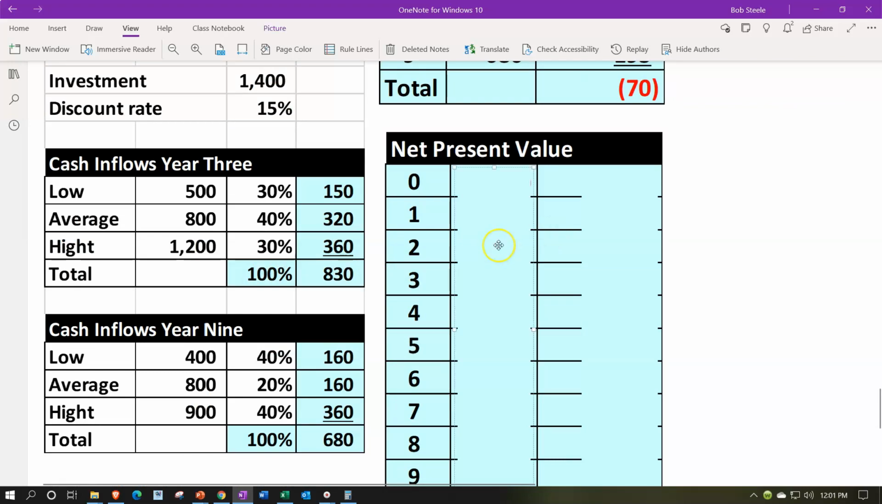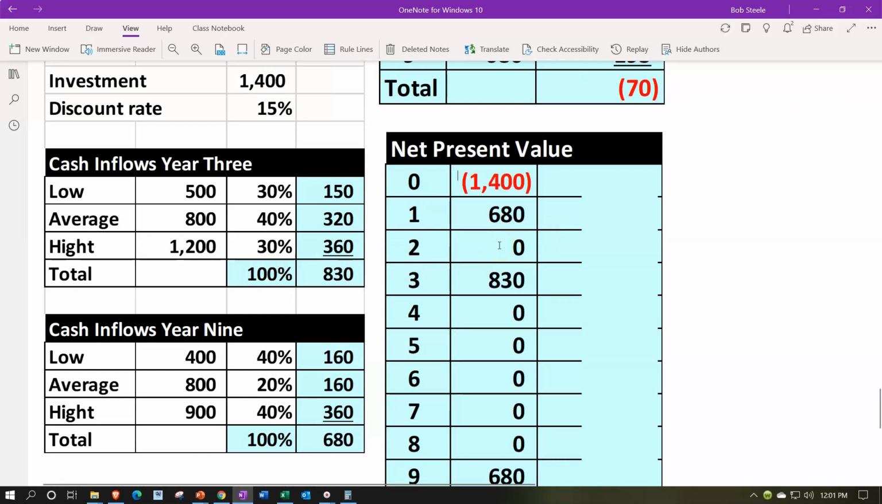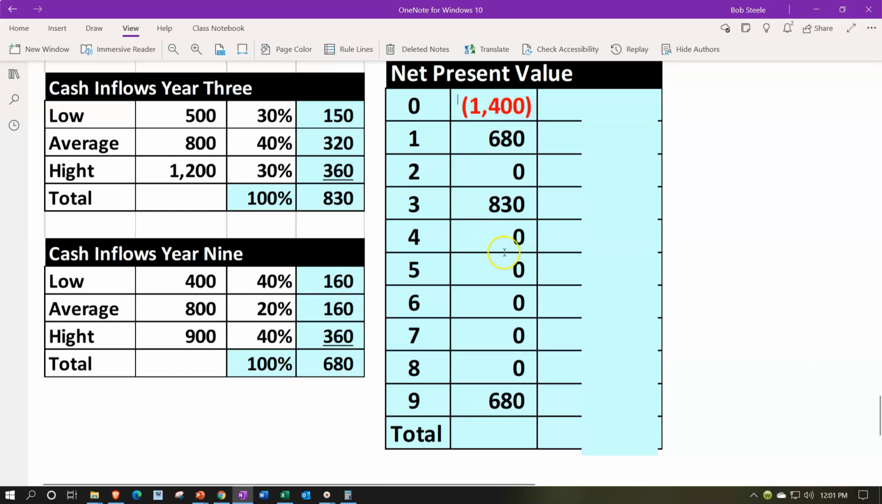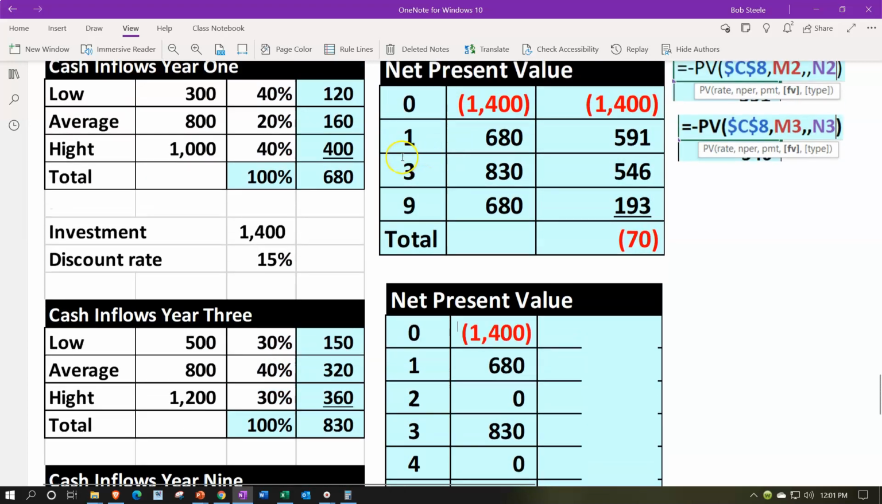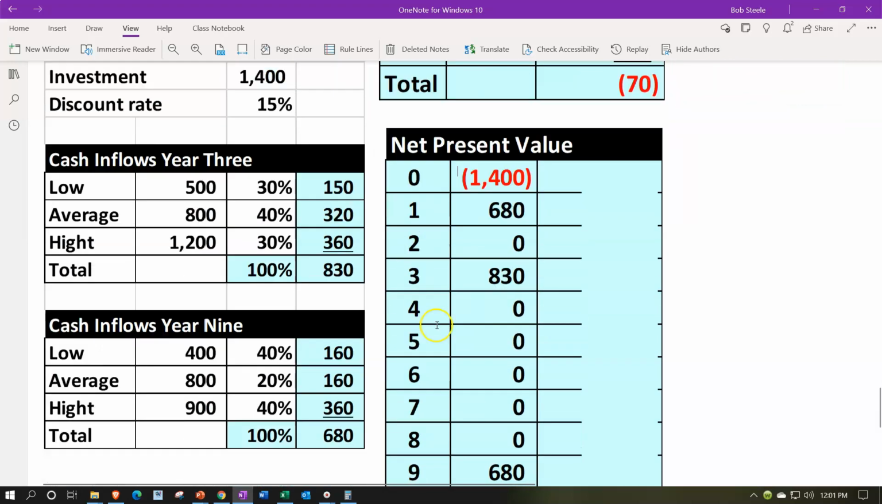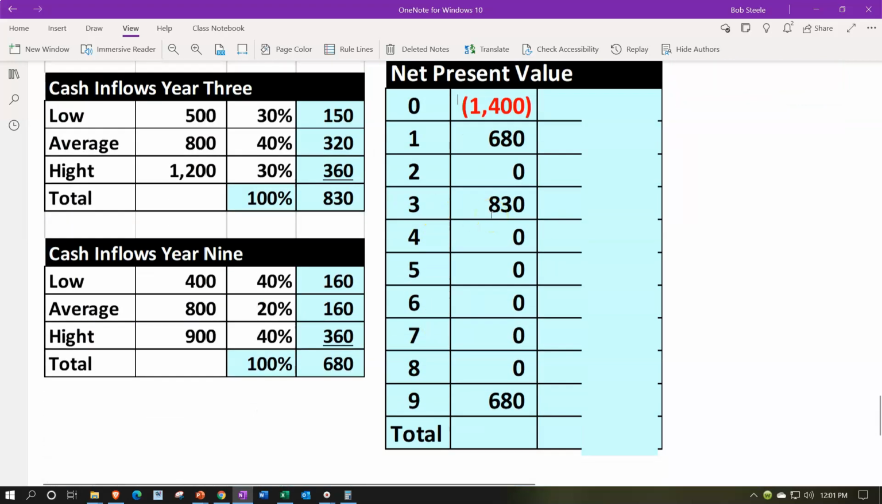Now, you could set up the table that looks like this as well. You might just have years 1 through 9, even though many years are 0, and say at period 0, we have the 1,400 negative outflow, and then the 680 period 1, that's from our expected value. Nothing happened in year 2. Year 3, the 830, that came from our expected calculation over here. Nothing happens from 4 to 8. And then period 9, we have the 680.